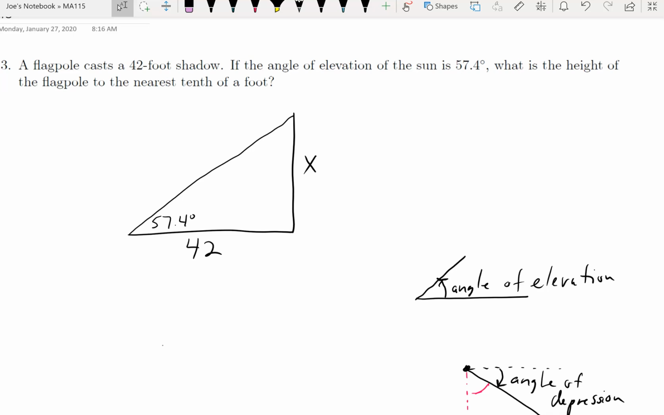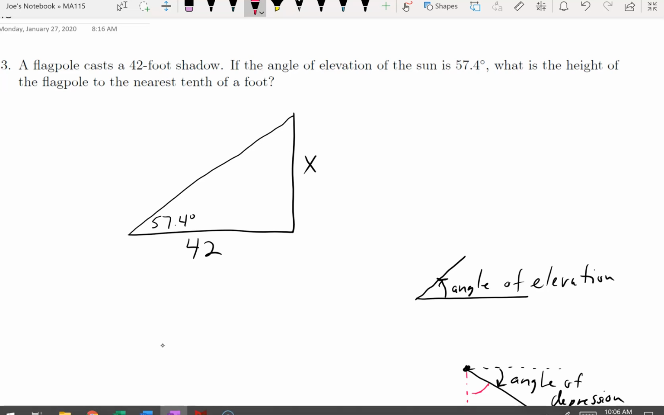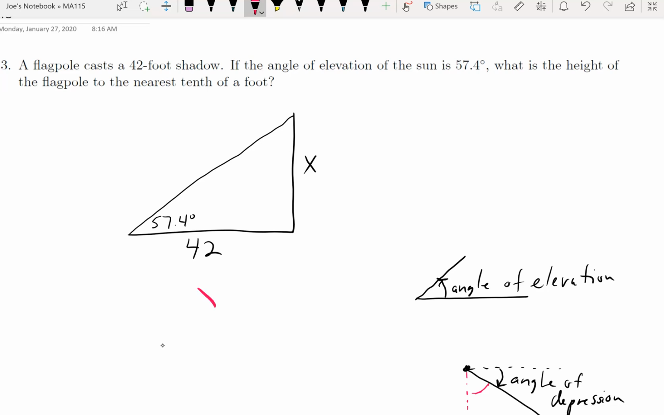All right, so now we need to figure out a trig function that relates this side and the other two pieces of information that were given. So what trig function do we want to use? The tangent, right? So what would the equation be if we use tangent? Opposite over adjacent. So setting up the equation, you would have opposite over 42, so you have x over 42.